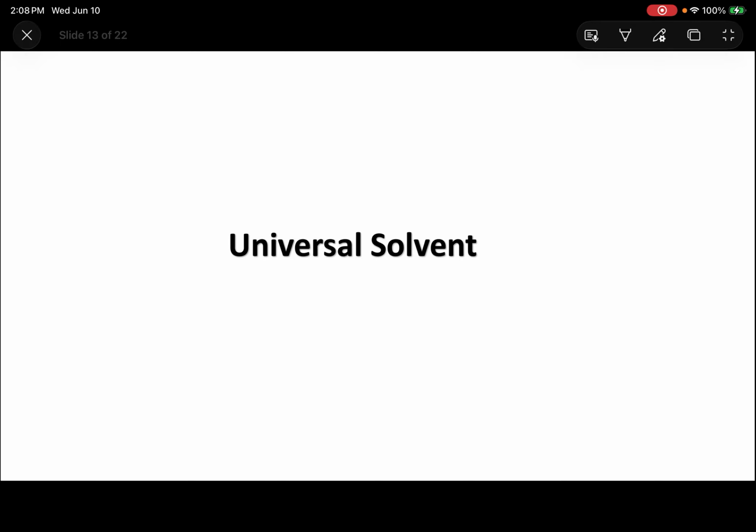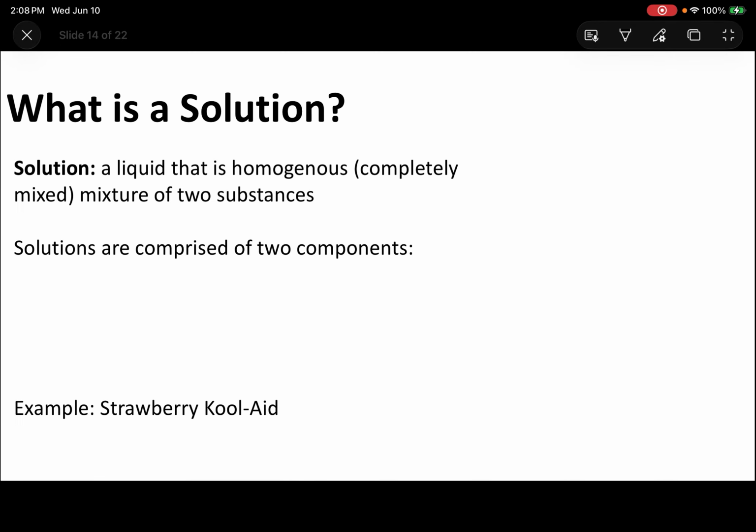And in order to do that, we need to define a couple of terms and talk about something we call solutions. Now, solutions are a liquid that is homogeneous, meaning completely mixed, a mixture of two substances. So you take two substances, you mix them together, and they completely form this homogeneous solution, okay? So I want to give you guys the example today of strawberry Kool-Aid. Strawberry Kool-Aid is my favorite type of Kool-Aid.